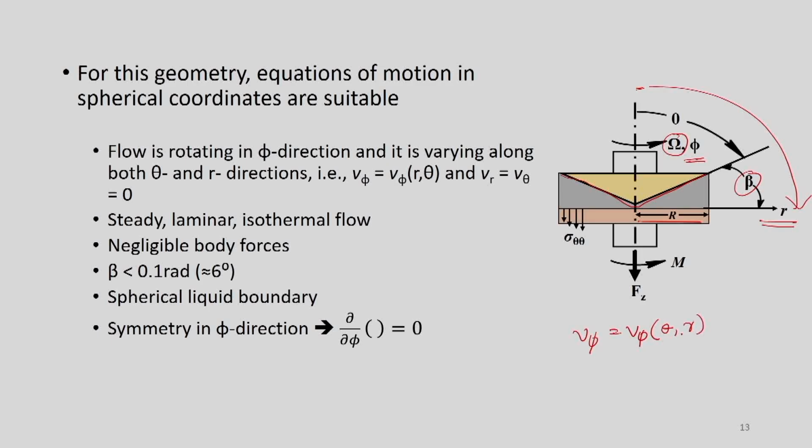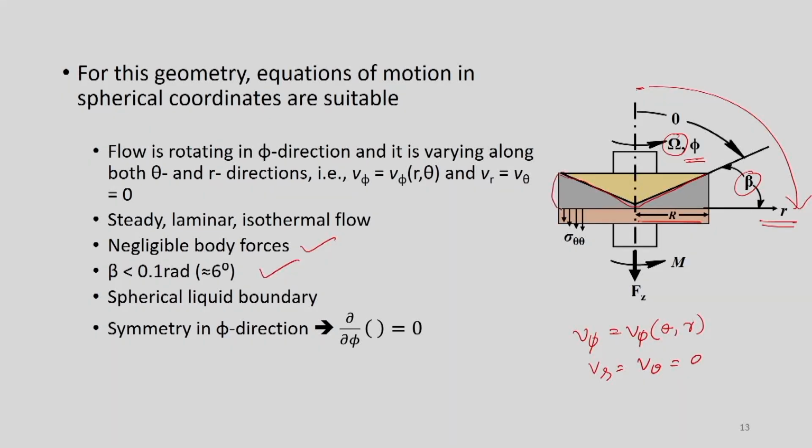Whereas the other components, Vr and V theta, are very small, so they can be neglected compared to the V phi values. And then the general assumptions: we can have steady laminar isothermal flow. Steady laminar conditions are mostly possible as long as beta is small enough, and there are no body forces. Beta has to be small.